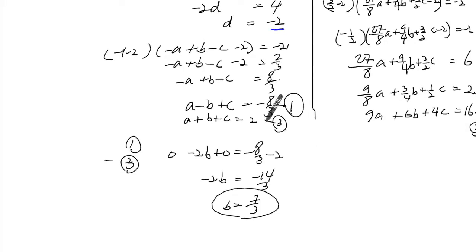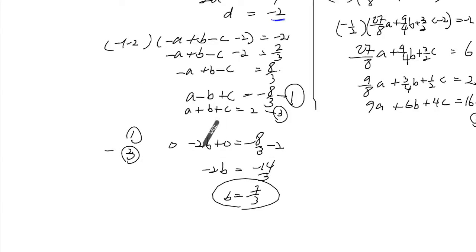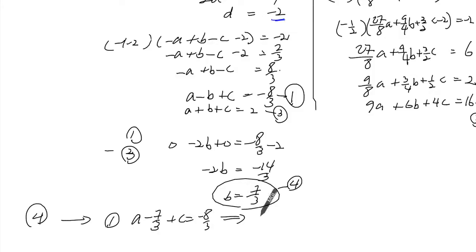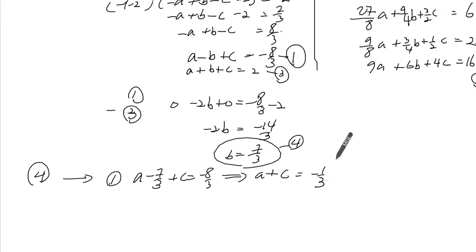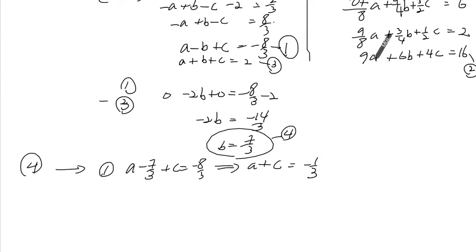So now we can actually plug that into all three of the equations. Let's get equation 1. I'm going to call this condition 4. Plug 4 into 1. You get a minus 7 over 3 plus c is equal to minus 8 over 3. So that's going to be a plus c is equal to minus 1 over 3. Using this, I can isolate for c, for example, minus 1 over 3 minus a, and replace b with this and c with this, and we get an equation with all a's.